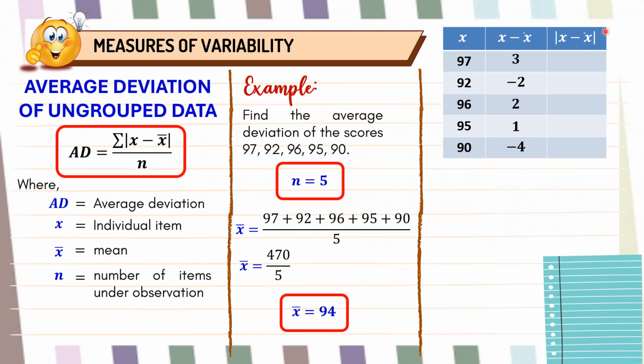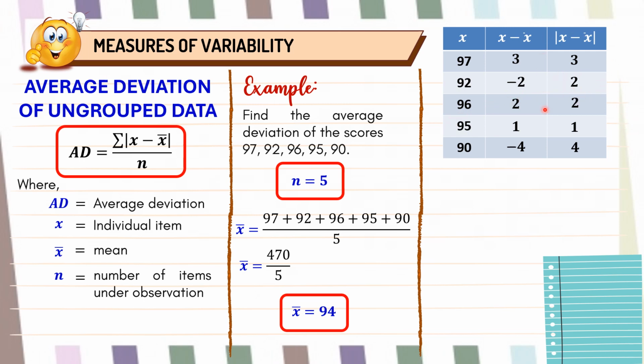And when we say absolute value, it means we are going to identify the positive value of each term. So the absolute value of 3 is 3. The absolute value of negative 2 is 2. The absolute value of 2 is 2. The absolute value of 1 is 1. And the absolute value of negative 4 is positive 4. When we are talking about absolute value, if it is already positive, you just have to copy. If it's negative, just drop the negative sign and then copy the integer.